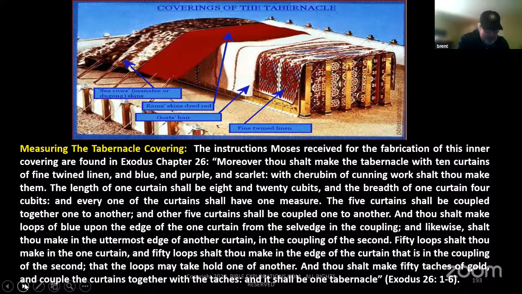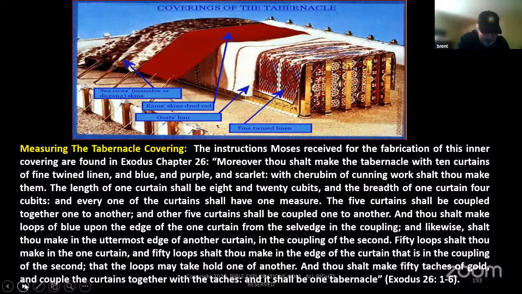The instructions Moses received for the fabrication of this inner covering are found in Exodus chapter 26. "Moreover, thou shalt make the tabernacle with 10 curtains of fine twisted linen, in blue and purple and scarlet, with cherubim of cunning work shalt thou make them. The length of one curtain shall be 8 and 20 cubits," so 28 cubits, "and the breadth of one curtain 4 cubits," so 28 by 4. "And every one of them curtains shall have one measure," so it'll be the same size.